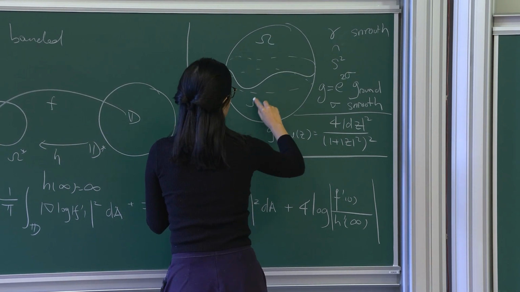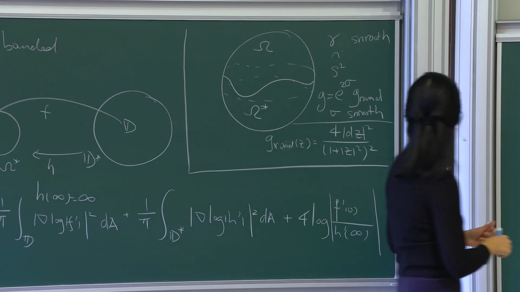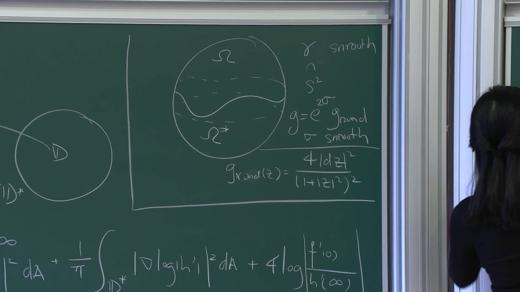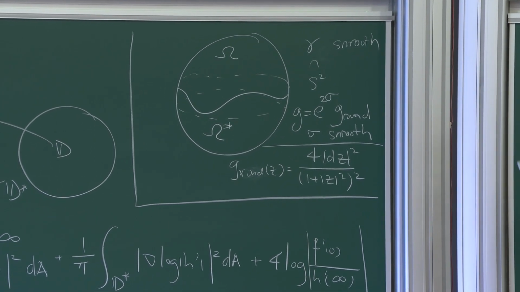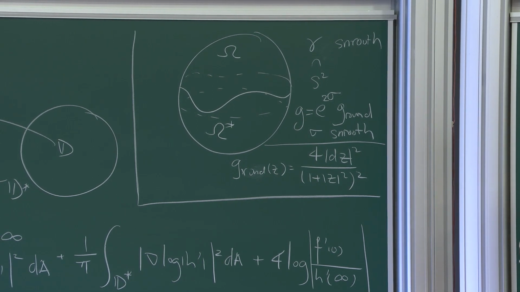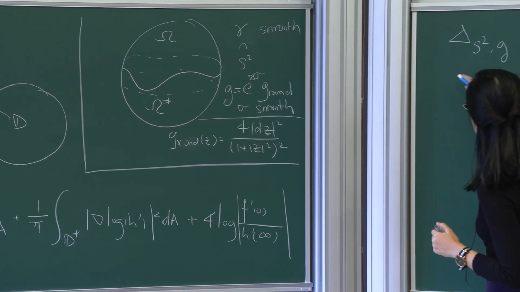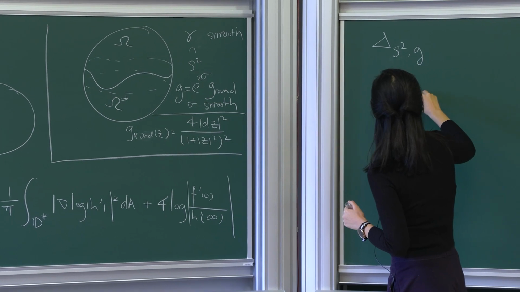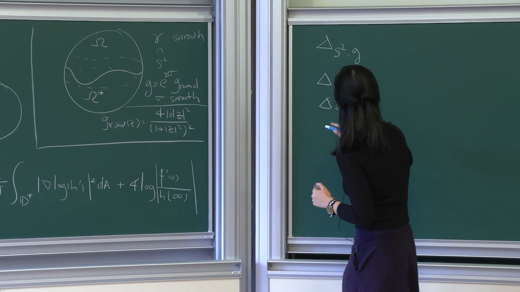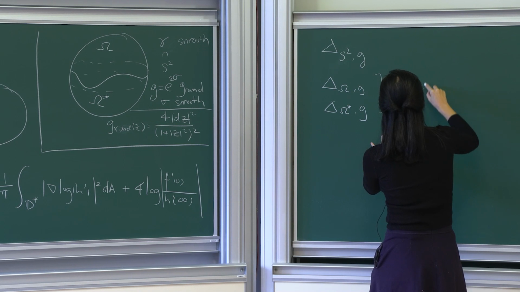Again, we'll call these sides omega and omega star. And I will write the Laplacian of, there will be 3 Laplacians: the Laplacian on the whole sphere, and the Laplacian on each of the domains with the same metric, and assume they have a Dirichlet boundary condition.